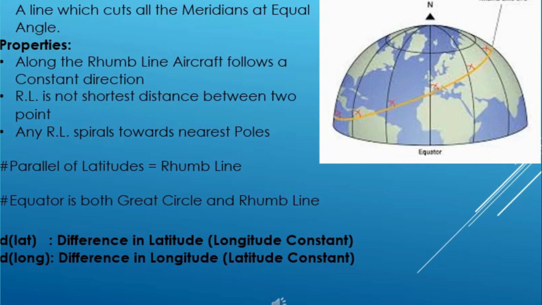After that, we can see here two statements. They are mostly used for solving numericals. So there is d-lat. Now d-lat is the difference in the latitude. When the longitude is constant, the difference in the latitude is called d-lat. And when the latitude is constant, the difference in the longitude is known as d-long.